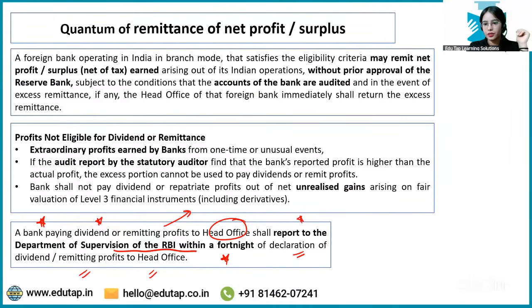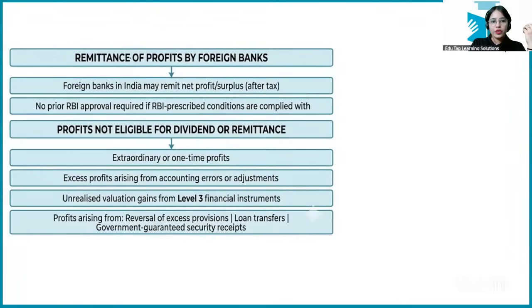Correct. So for remittance of profits by a foreign bank in India, they are able to remit the net profit to their own country after the tax has been paid. No prior RBI approval is required. They just have to follow some conditions. That means they need to have positive profit after tax and be able to meet the capital requirements.